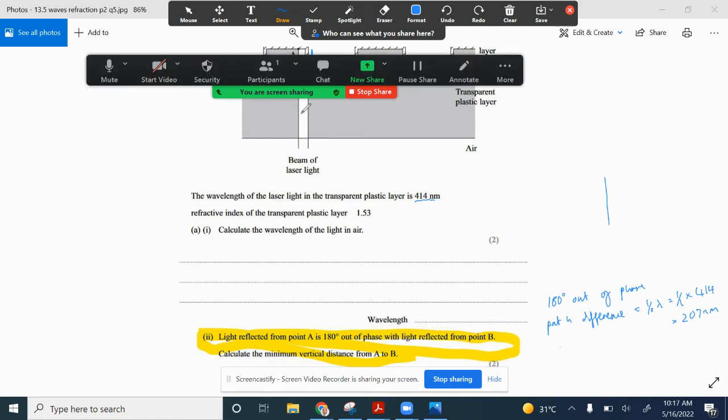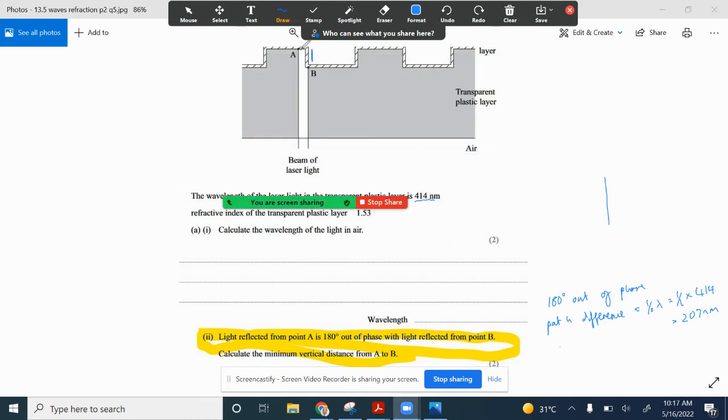Okay, so when A hits the reflective layer, it hits that point. So the wave has traveled this distance there and then that distance back. And that there is the extra distance that A has traveled over B. So that distance there and back to the same level as B is equivalent to half a wavelength.